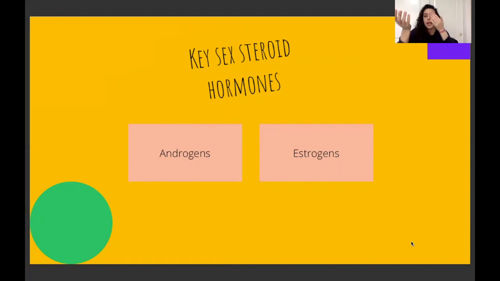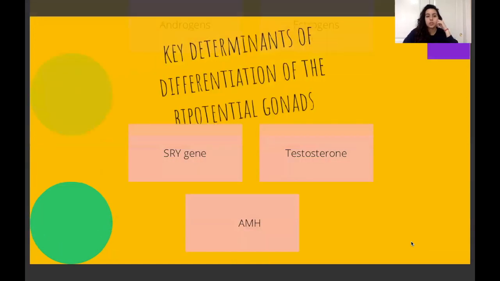Which one dominates which sex? Do both sexes exhibit these two? You should know the answers to those questions.